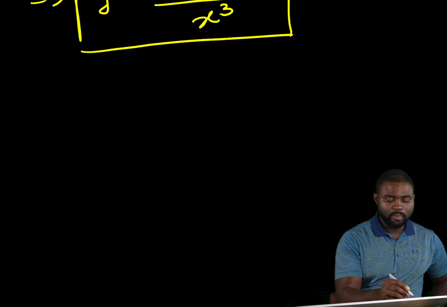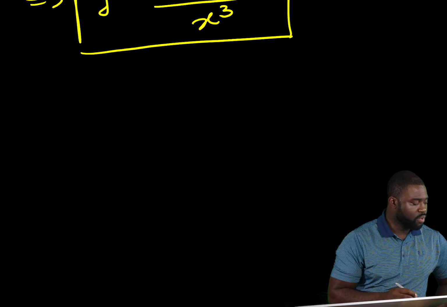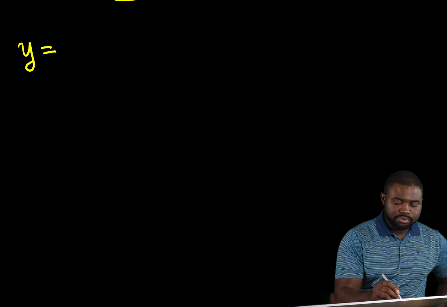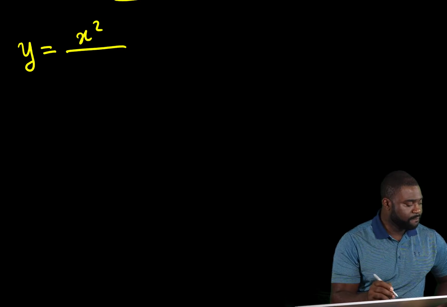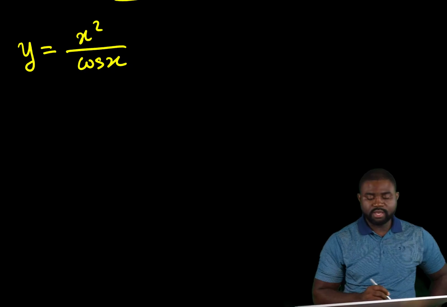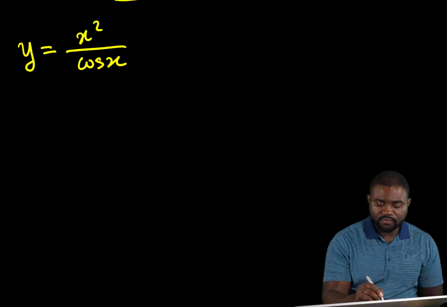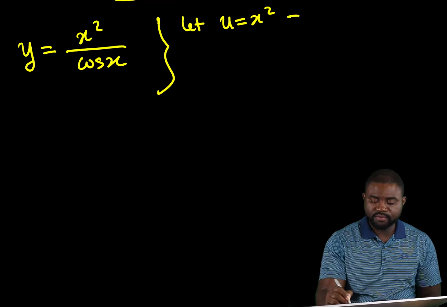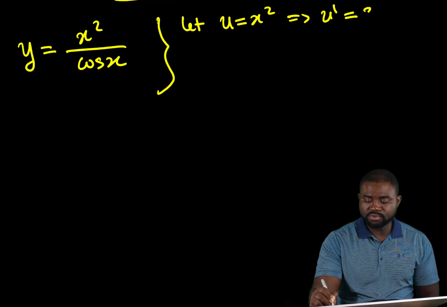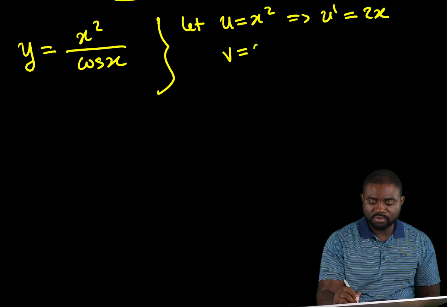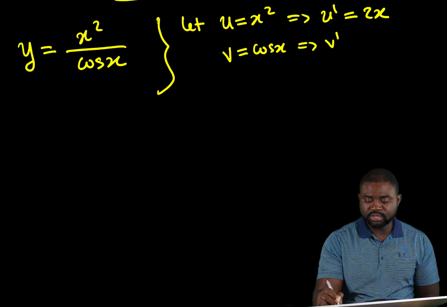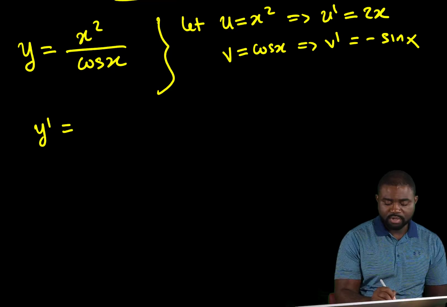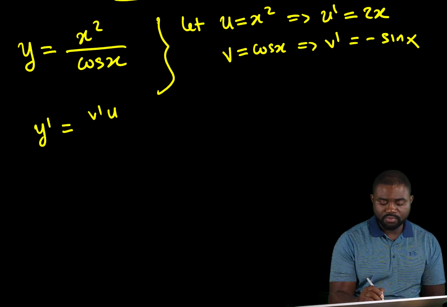Another example, example 2, will be y equal to x squared divided by cosine x. In this case, we can say that let u be equal to x squared, which means that u prime is equal to 2x, and v is equal to cosine x, which means that v prime is equal to negative sine x.